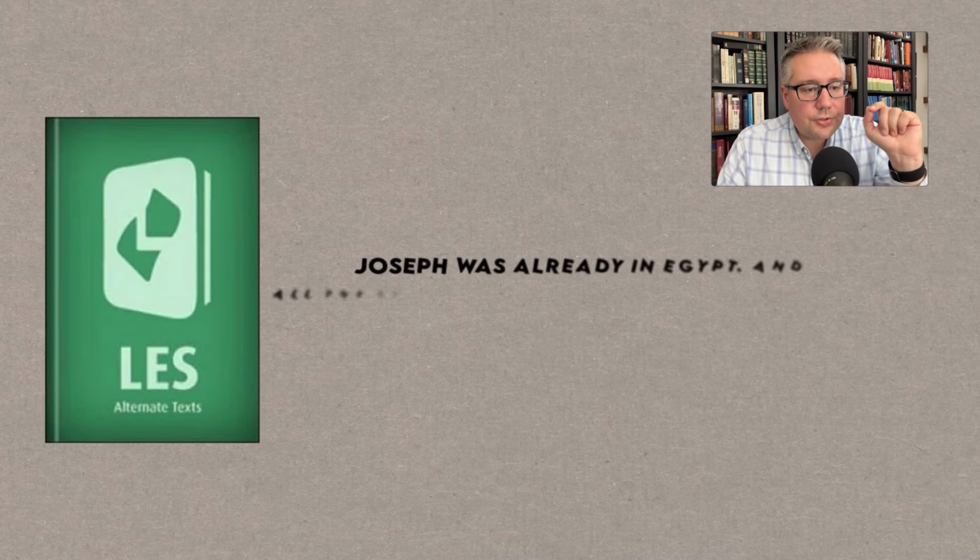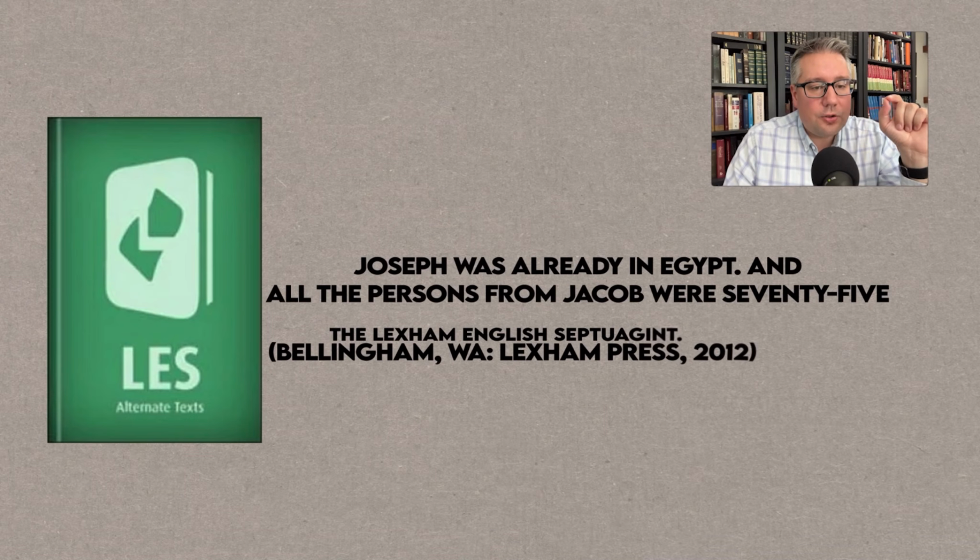But the Septuagint, again I'm quoting from the Lexham English Septuagint, says Joseph was already in Egypt, and all the persons from Jacob were 75. So this is interesting. That's a difference of 5 people. What makes this even more fascinating to me is that as Luke records the speech of Stephen in the book of Acts, I believe that's chapter 7, Stephen doesn't say 70 souls, he says 75.